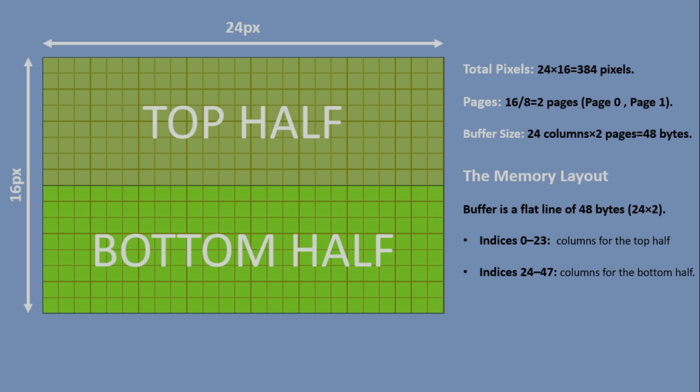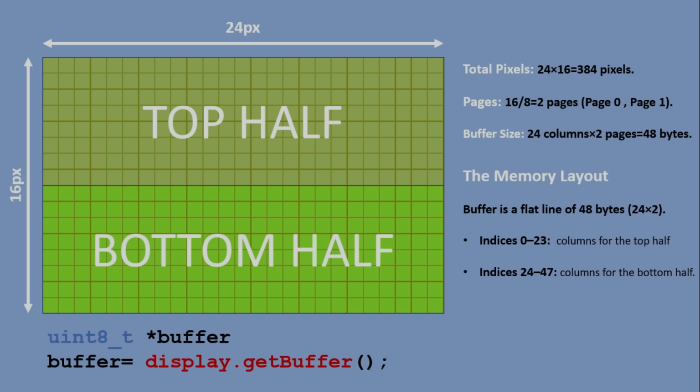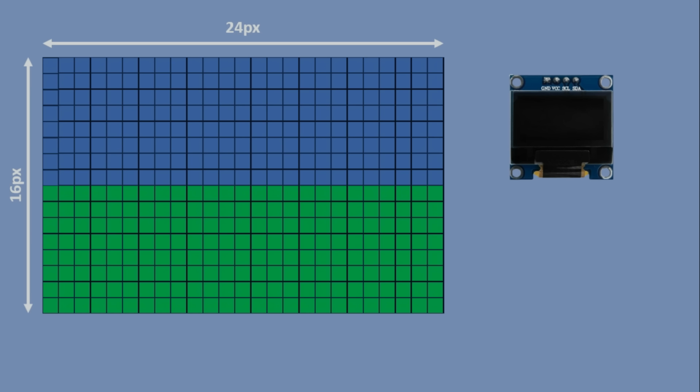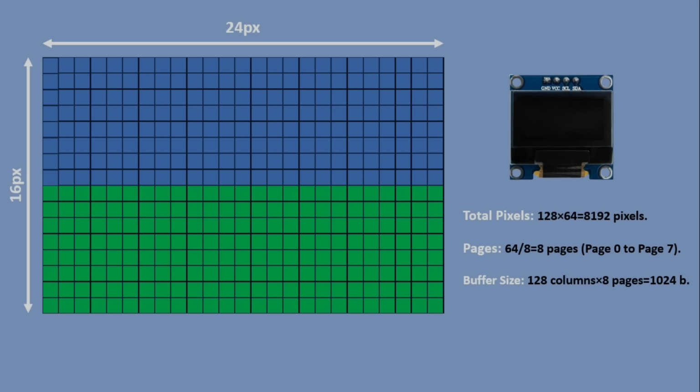To access the buffer directly, we use the getBuffer method. This gives us a pointer to the start of the display buffer memory, which we can store in a variable. From there, we can address the buffer, and we can manipulate it directly byte by byte. This is how the buffer works for our tiny example. For a real live display, like a 128 x 64 pixel OLED, we have 128 columns. 64 divided by 8 gives us 8 pages per column, so the buffer contains 128 by 8, which gives us 1024 bytes, organized the same way as in this smaller example.